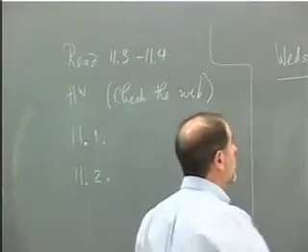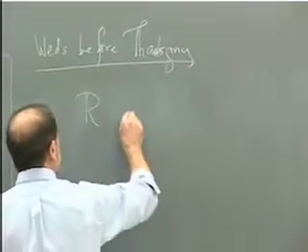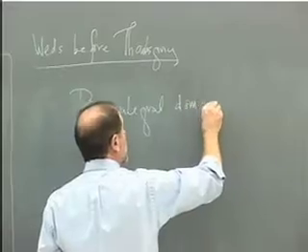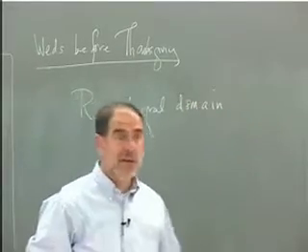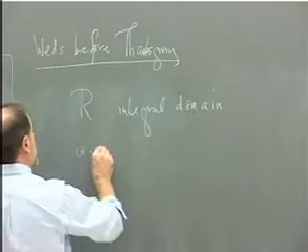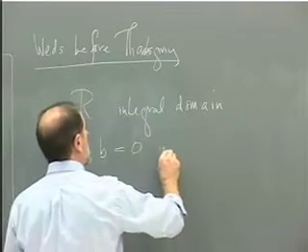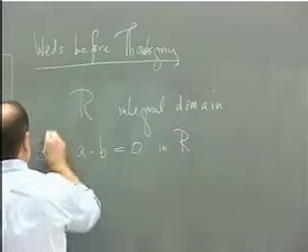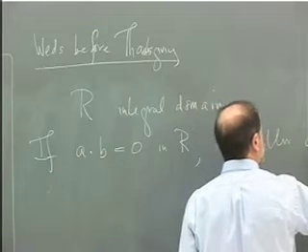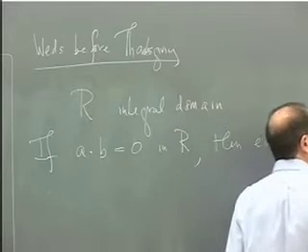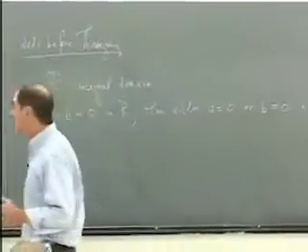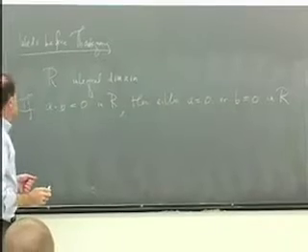The Wednesday before Thanksgiving, we discussed the notion of a ring R being an integral domain. It's an important class of rings. In fact, all the rings we're going to study from now on are going to be integral domains. So an integral domain has the property that if A times B is equal to 0 in R, then either A is equal to 0 or B is equal to 0 in R. Namely, no product is 0 unless it's stupidly 0. It's multiplication of something by 0.